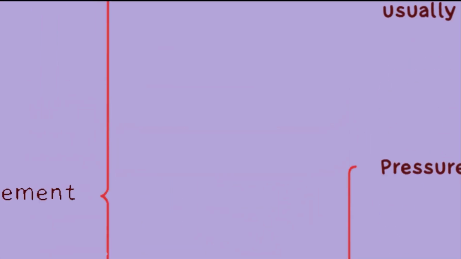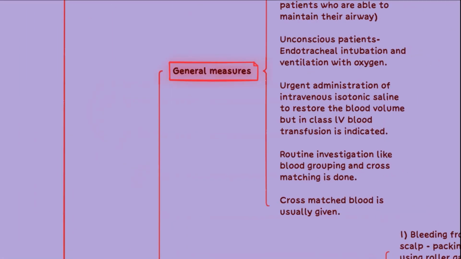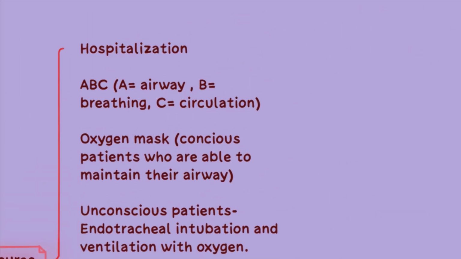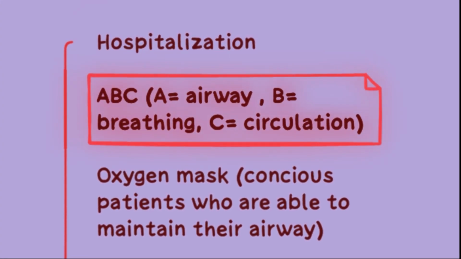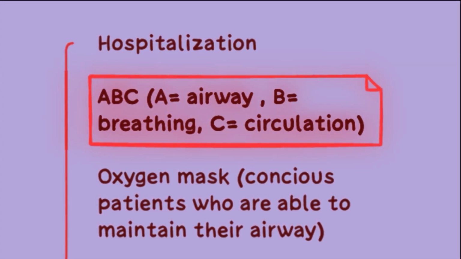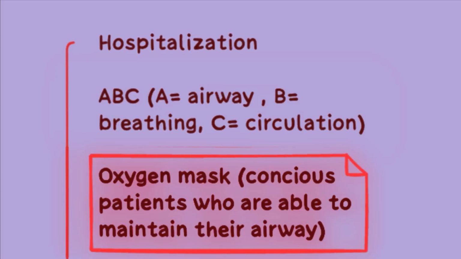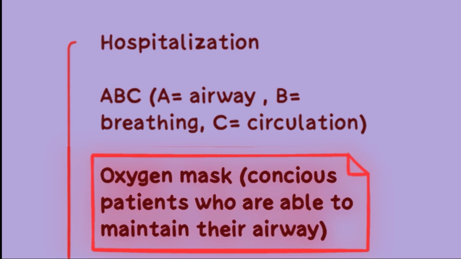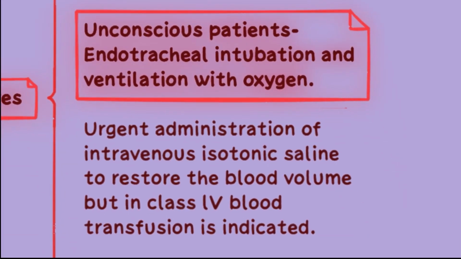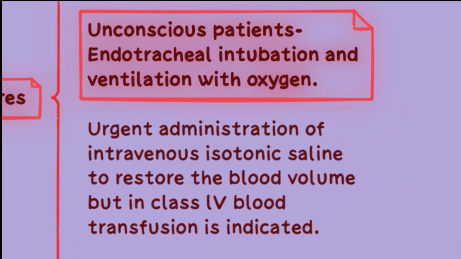The management of hemorrhagic shock can be categorized as general and specific measures. The general measures taken include immediate hospitalization, airway, breathing, circulation, or ABC maintenance are prioritized. Oxygen masks are given to help with this to conscious patients, and endotracheal intubation is done for unconscious patients.